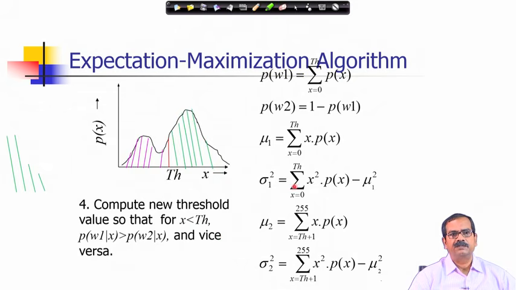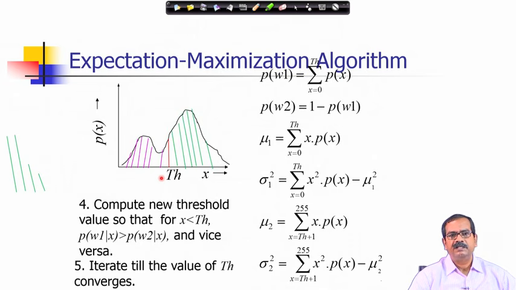So, once we get these values, we determine a new threshold value such that the probability of W1 given x is greater than the probability of W2 given x. As soon as it becomes less, we choose that threshold value, and that would be a new value. We expected this to be the threshold value, but after computing these parameters and maximizing the probabilities of occurrences of these pixels, we found there is a better threshold value, which gives a better probabilistic occurrence of these observations.